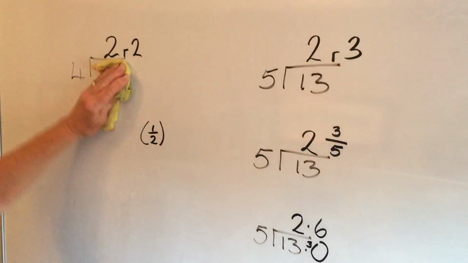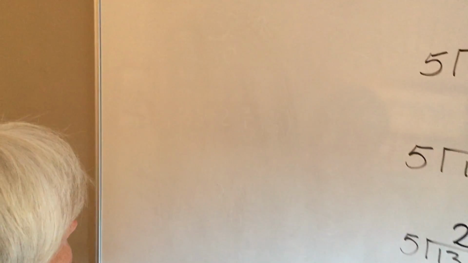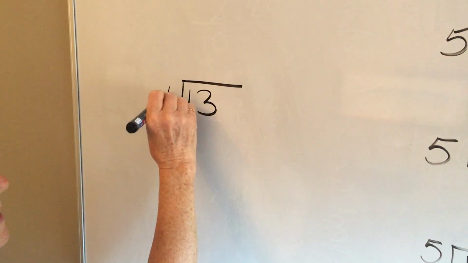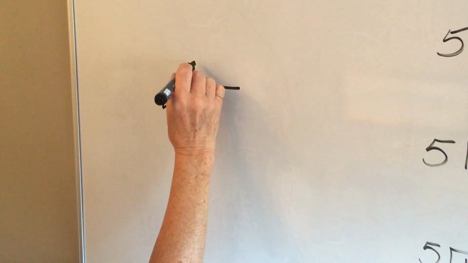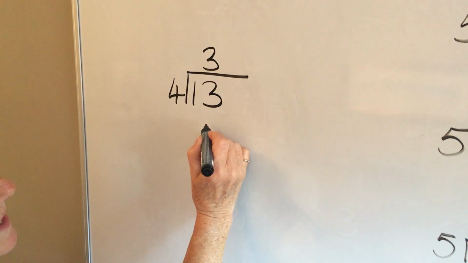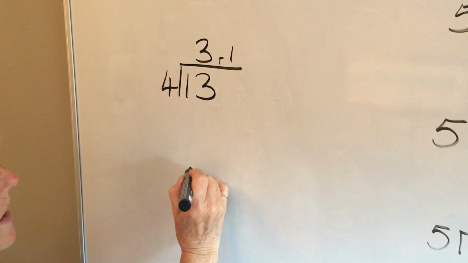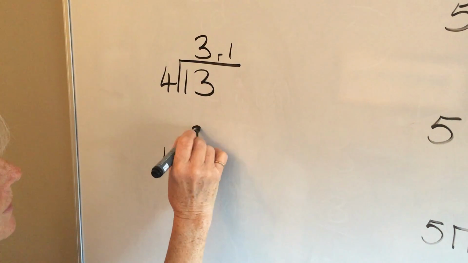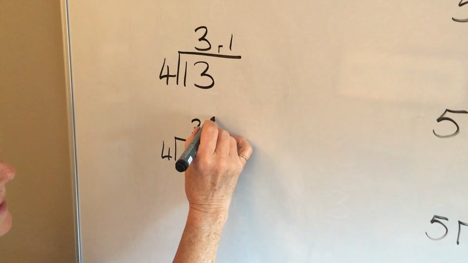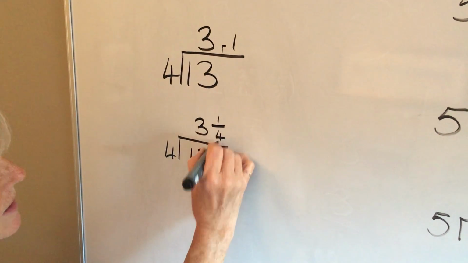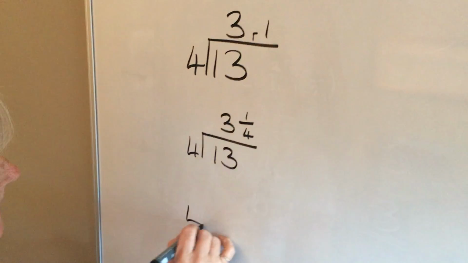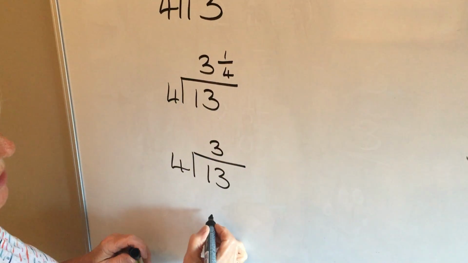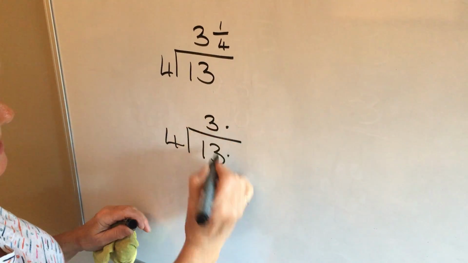Last one, let's just do another one where we're going to divide 13, but this time by 4. So 4 goes into 13 3 times, 4 3s are 12, and it will give us a remainder of 1. As a fraction, we would have the 3 times, but this time we would express the remainder as a quarter. And as a decimal, 4 goes into 13 3 times, decimal point in place.